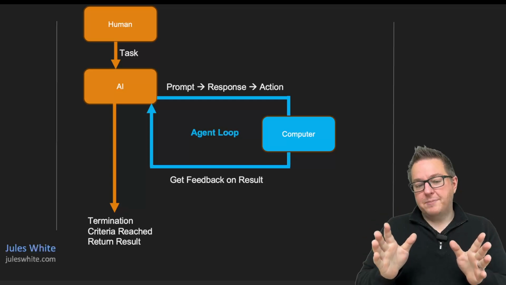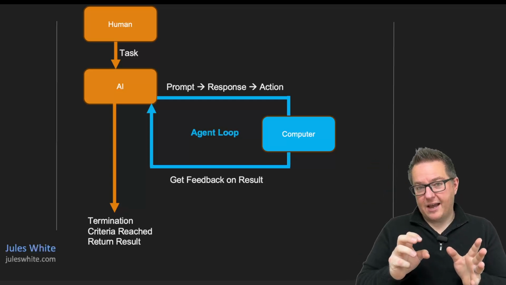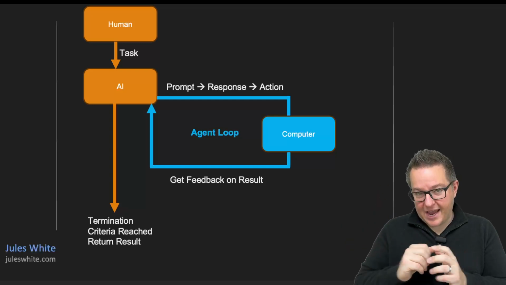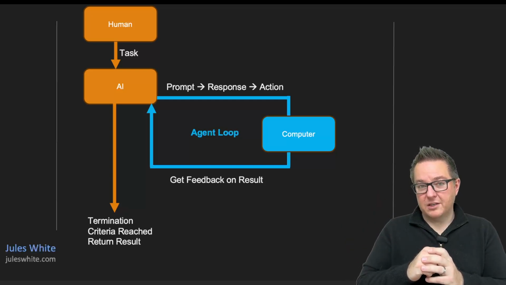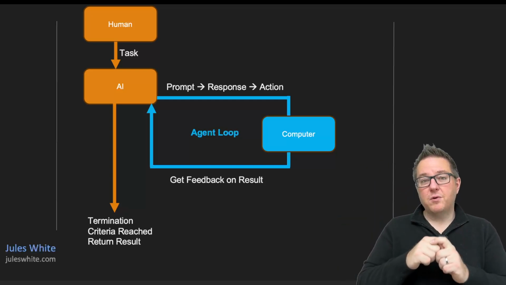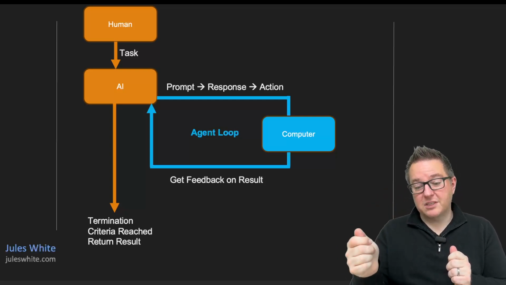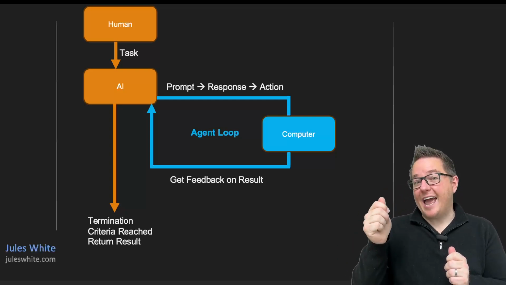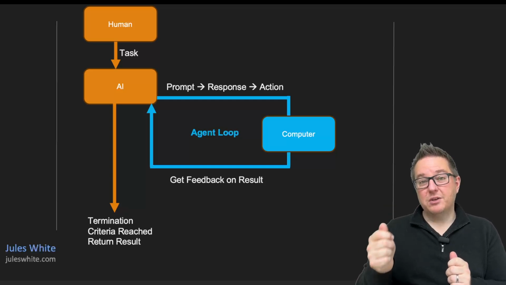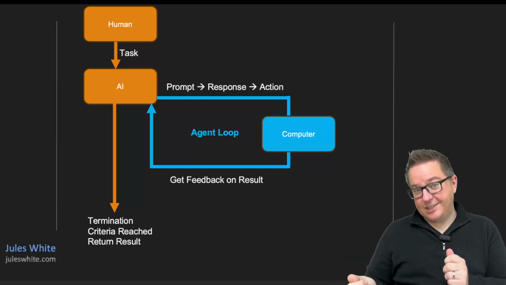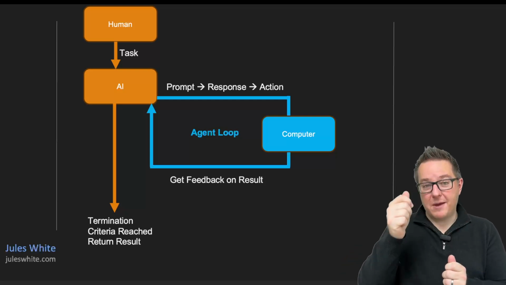So what happens is, after we give the task to the AI, we want it to start deciding a series of actions to take, and we want to run it in a loop. So basically, what our loop is going to be is, we're going to give it a prompt. It's going to generate a response which contains an action that it would like to be taken on the computer. We're then going to figure out what that action is, execute it on the computer, and give it feedback on what happened.